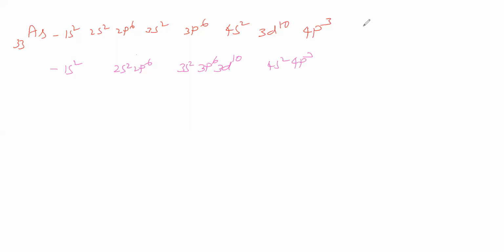In this one, the last or differentiating electron goes to the p orbital. Therefore, this element comes under the p block. If the last electron or differentiating electron goes to the p orbital, then that element is a p block element. So arsenic is a p block element because its last electron goes to the p orbital.